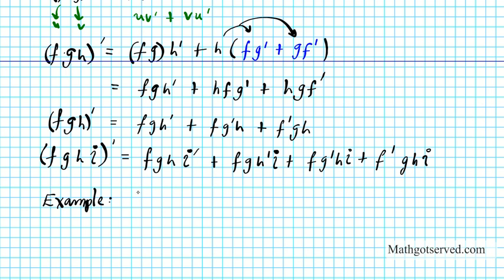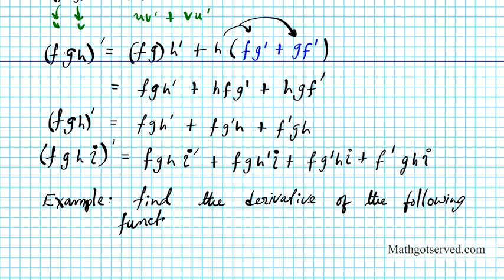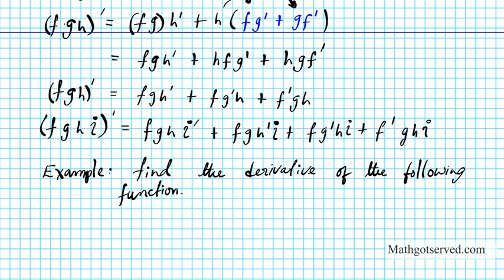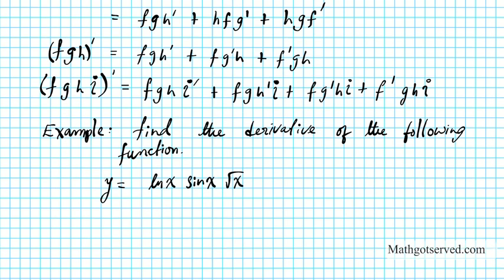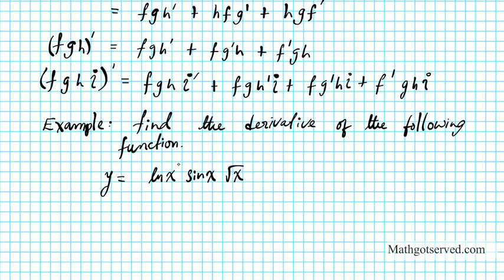The task is to find the derivative of the following function. And the function is y equals the natural logarithm of x, sine x, multiplied by the square root of x. Okay? All right, so we're going to apply the procedure that we talked about up here to find the derivative of this.